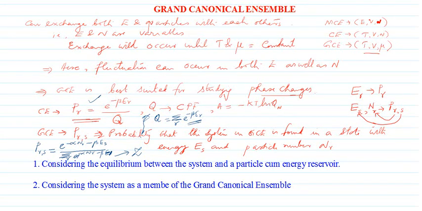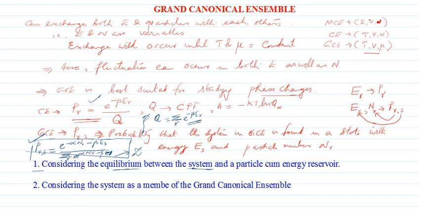Okay, PRS equation already I have introduction, and in order to derive this particular equation, there are two standard methods. First method or first approach is by considering the equilibrium between the system. Okay, our system, whichever system we are considering, we can consider the system to be in equilibrium with a particle cum energy reservoir. Please compare this particular method with the method that we have done in canonical ensemble.